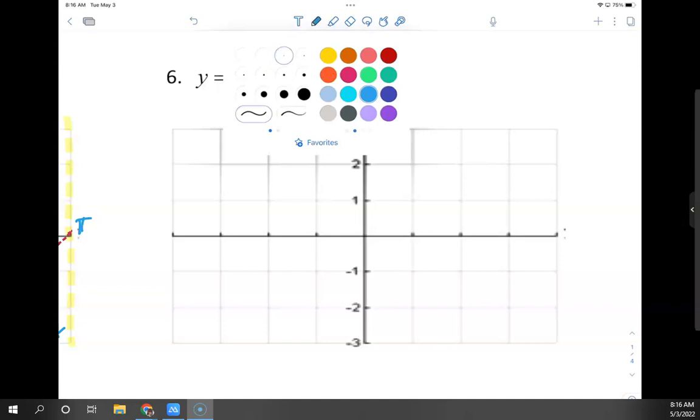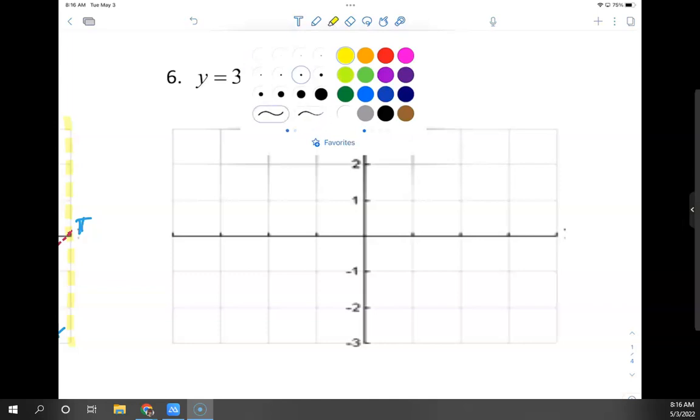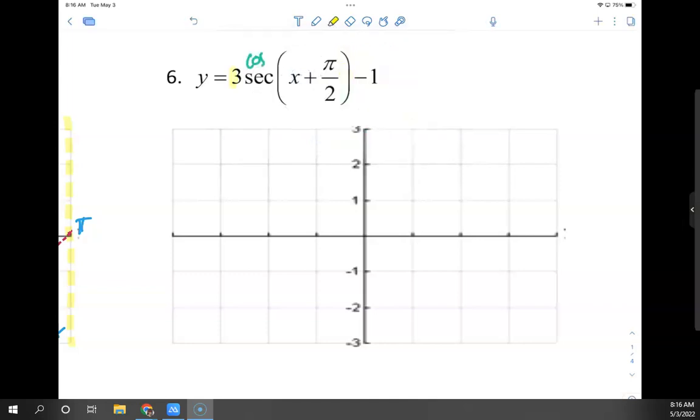Okay. Let's do secant. Secant goes with cosine. All right, let's see here. I'm going to start with A and B. B is just 1 right here. Okay, so A is 3, negative 3.